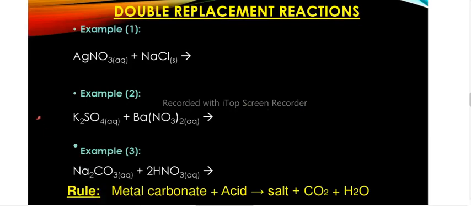Now we're going to have some examples to apply on the double replacement. So Ag will react with the NaCl.